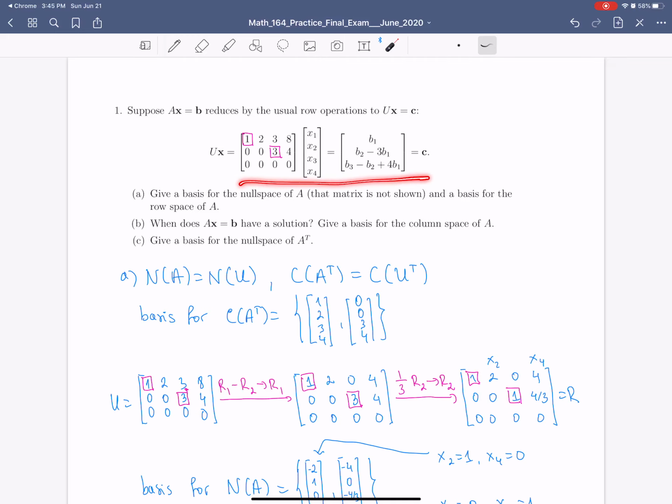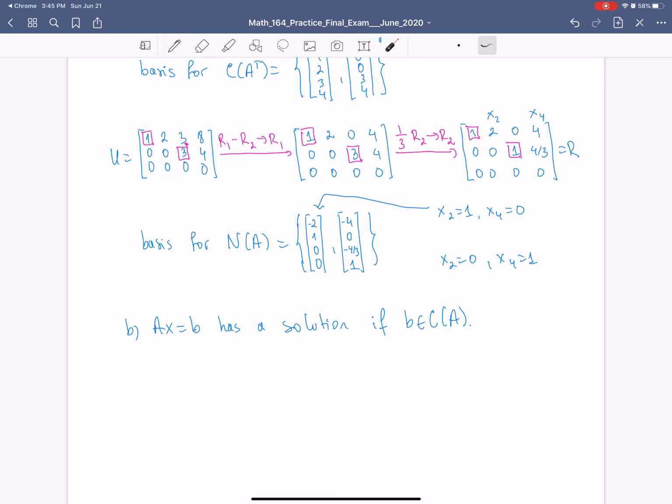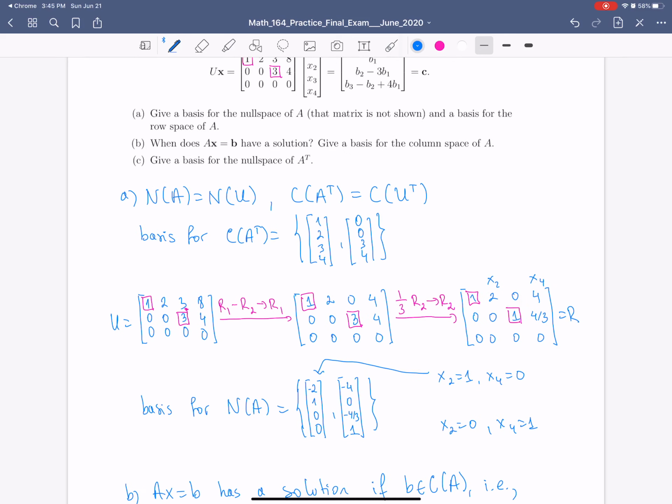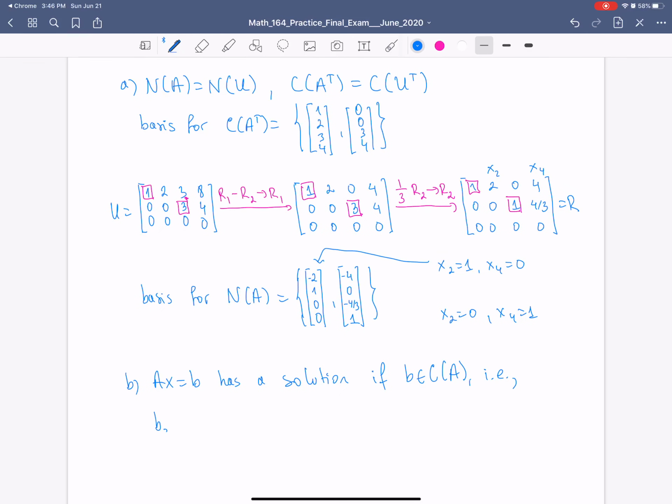If you look at this system and you say, when does Ux equal c have a solution? Well, in U, the last row is 0. In c, the last row better be 0, otherwise I cannot solve Ux equals c. So I need this to equal 0. So in other words, Ax equals b has a solution if b is in the column space of A, which is the same as saying that b3 minus b2 plus 4b1 equals 0. So this is how our column space is sort of given.